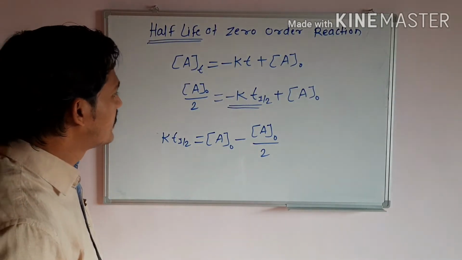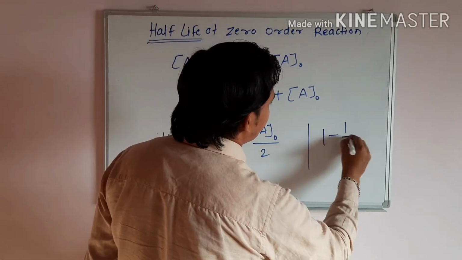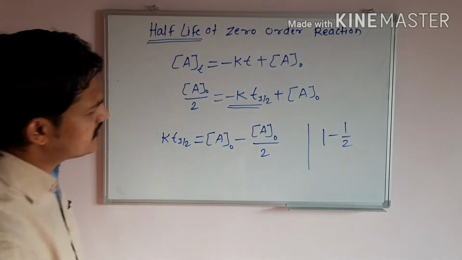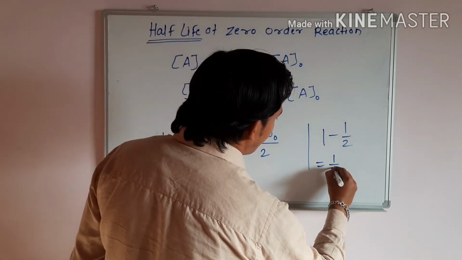Now, what is the formula to solve this? I think it is 1 minus 1/2. What is the value for that equation? It is given by 1/2.